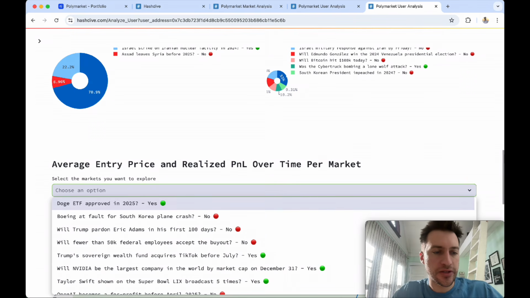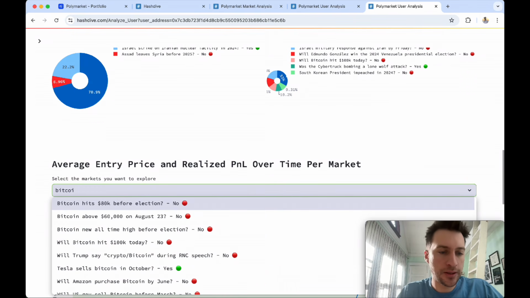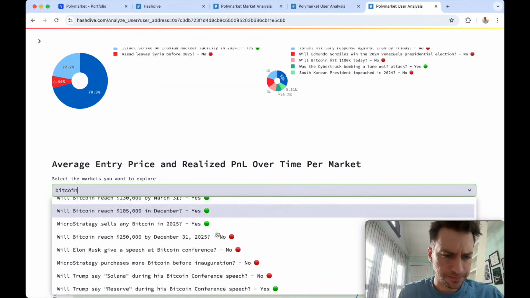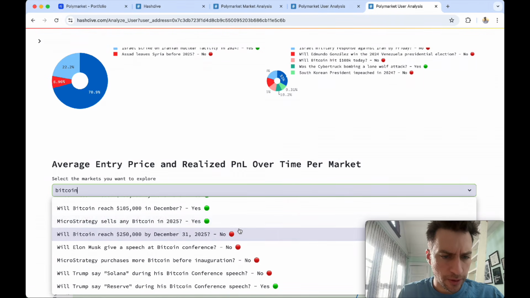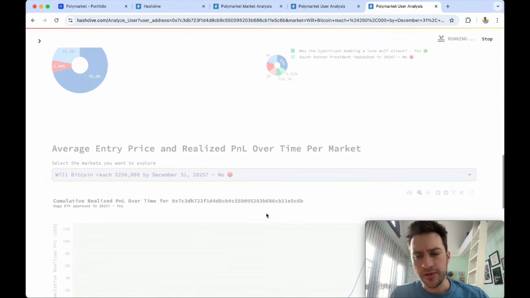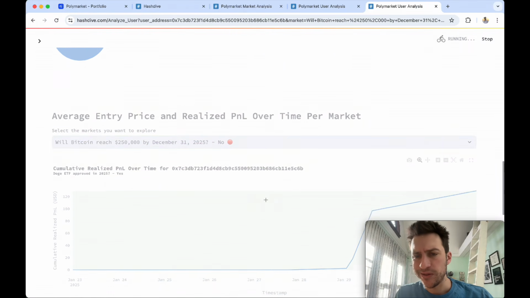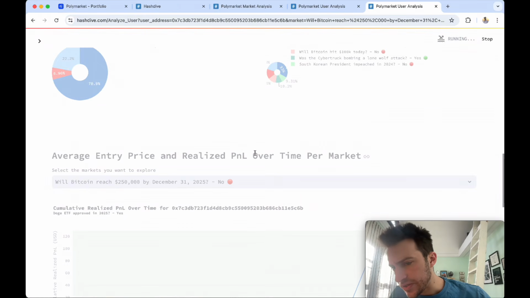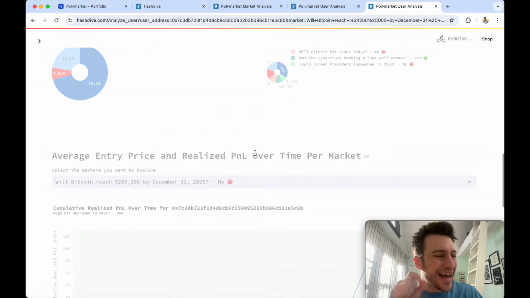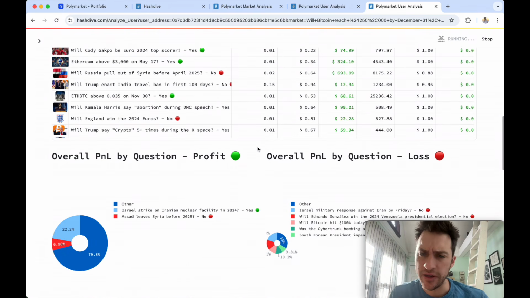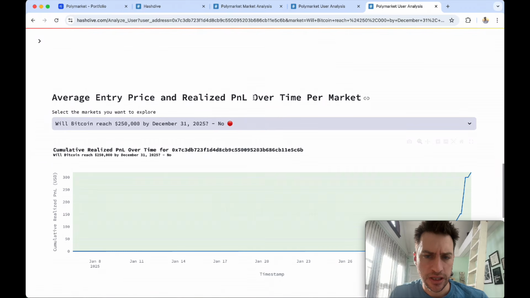You can do anything else here. So I could type in like Bitcoin. Let me see. There's a lot of different Bitcoin markets here. So he bought, will Bitcoin reach $250,000 by the end of December 31st, 2025? It's going to be interesting to see some of his trades here. But this is one way that you can uncover exactly where these whales are buying. And really just a lot of very, very helpful information, guys.